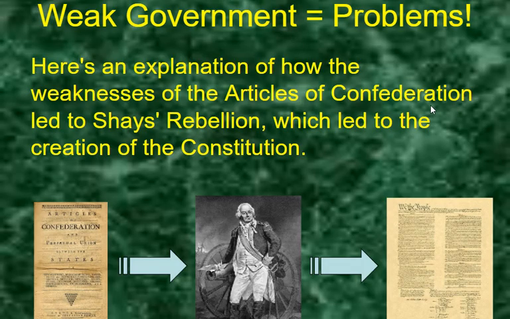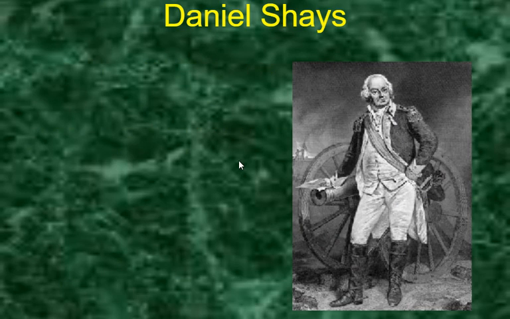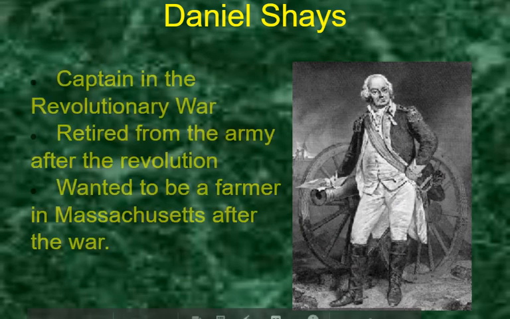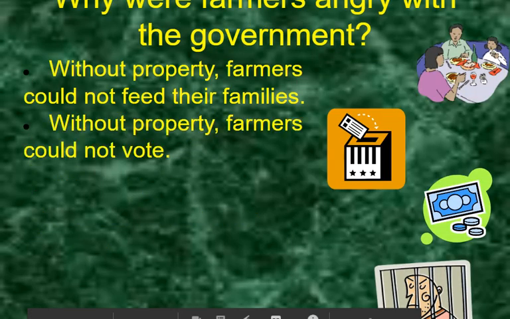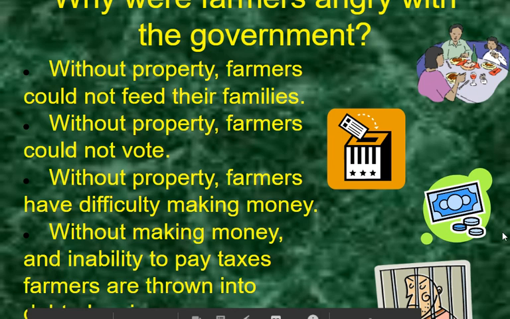Another example, and I had mentioned, and this is in the quiz, is Shays' Rebellion. So let me talk a little bit about what that was about. Here's Daniel Shays. He was a captain of the Revolutionary War, retired from the army, and wanted to be a farmer. And he had been promised, they were promised some things from the government. The government, because they couldn't raise any money, backed off on those things.